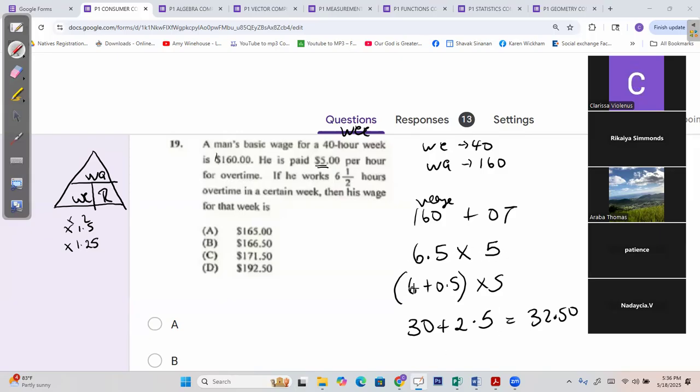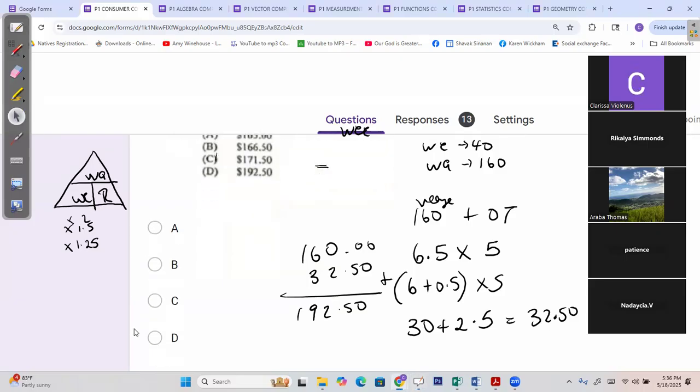That gives you more time to work out the question, yeah? So this is our overtime. So that means that's 160 plus the 32.50. So that's going to give us 192.50. And our answer is right there. All right, that would be D.